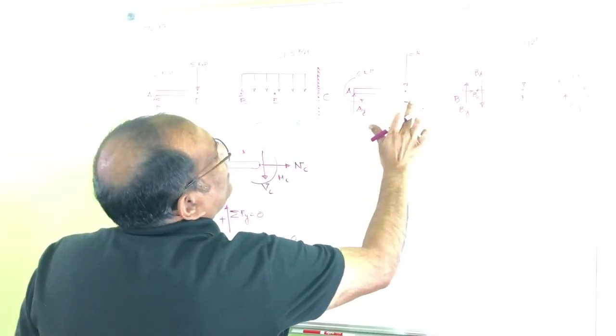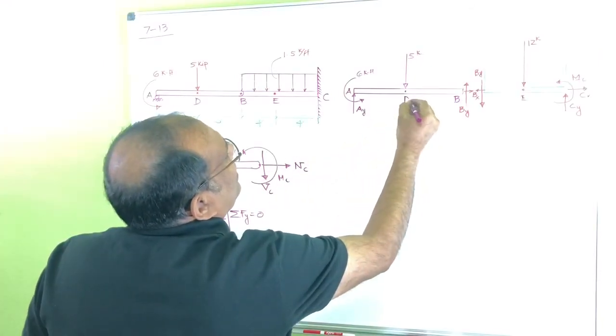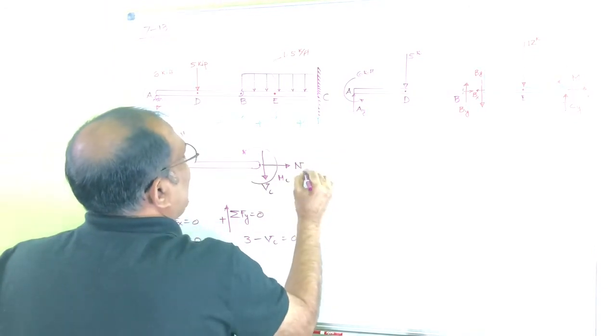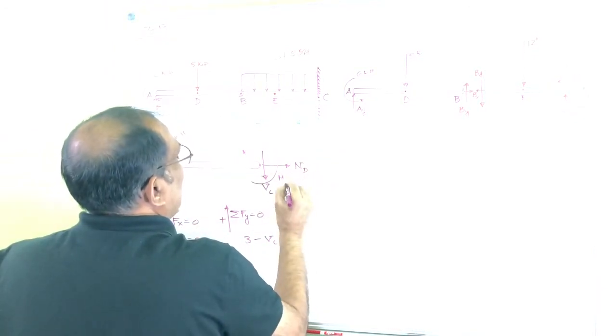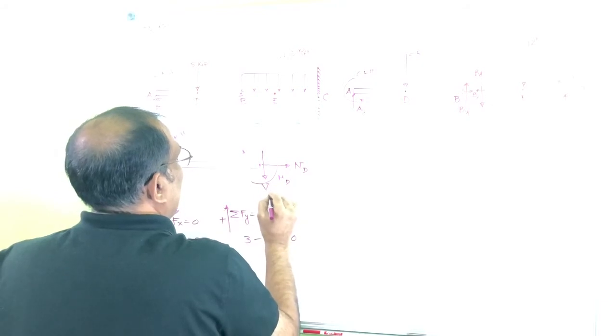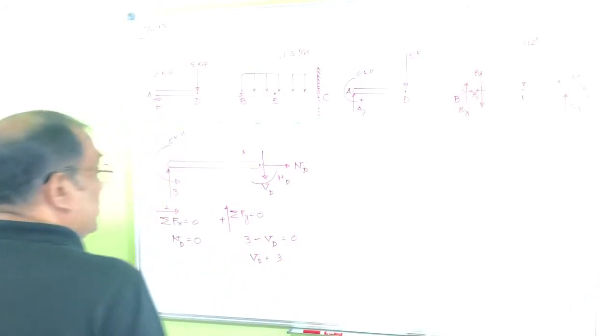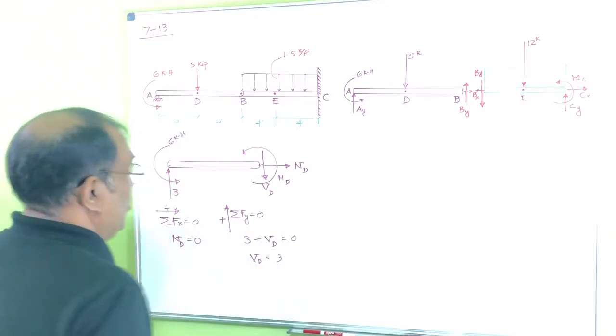Actually, this is point D here. I made a little mistake here, D, so that would be ND, MD, and VD. So first of all, we got ND equal to 0, and then you can see your VD, that's actually 3. I got a positive number, so this one is positive shear.